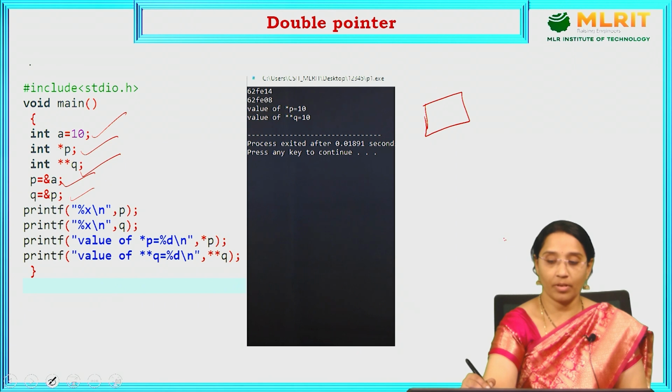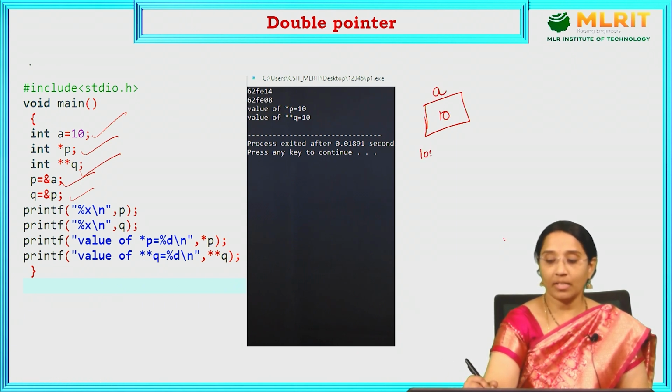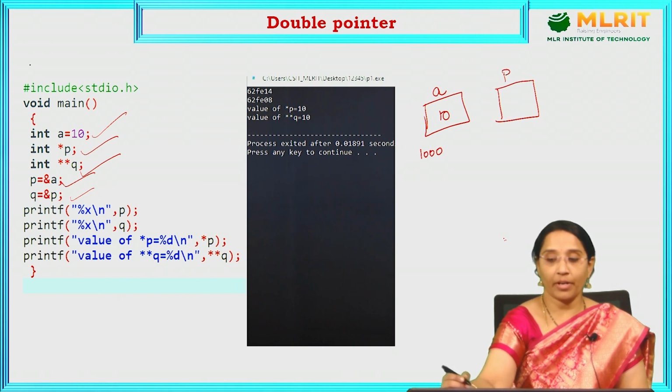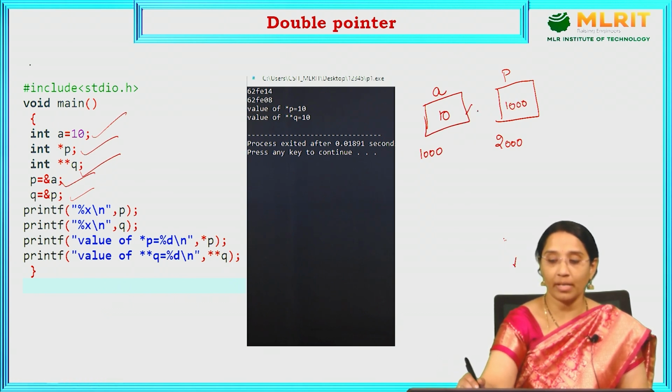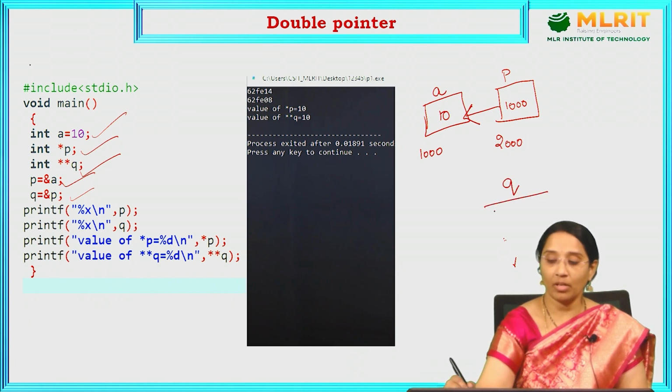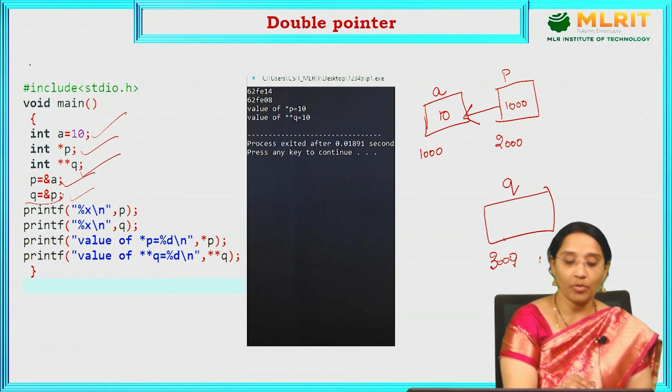Suppose, see this one, the representation. A contains the value 10 which is at the location 1000 and P is a pointer variable. Let's consider that it is at location 2000, and P holds the address of A, which is 1000. So, now P is pointing to A and Q is a double pointer, which is at, suppose, location 3000. Q is equals to address of P.